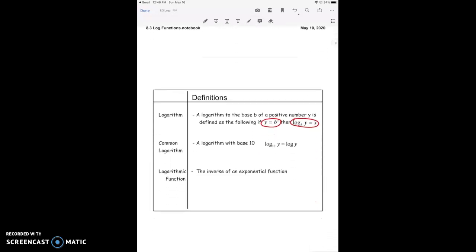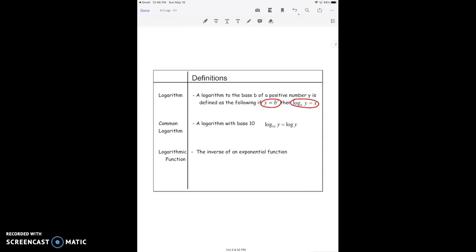So here we go. We've got some definitions for you. A logarithm to the base b of a positive number y is defined as the following: if y equals b to the x, then log base b of y is equal to x. Okay, so just a general formula for you there, and we'll be using that a lot.